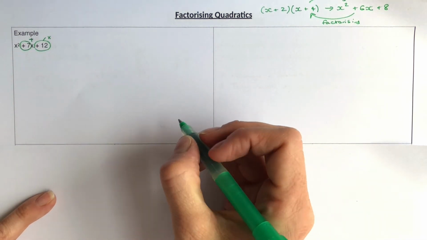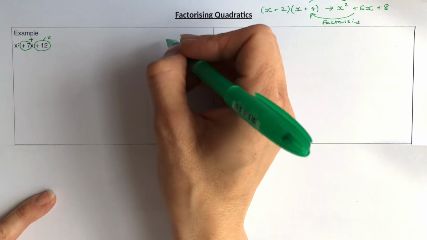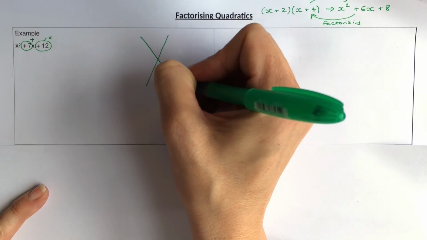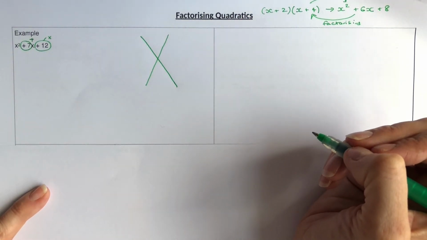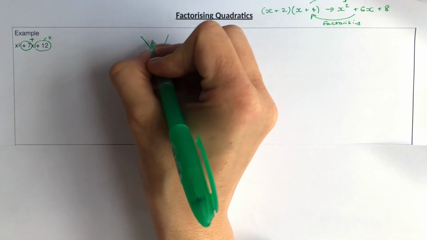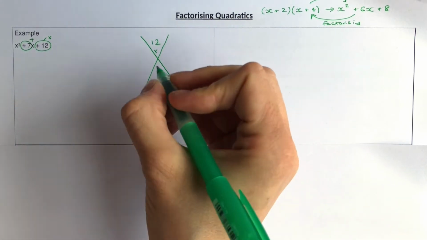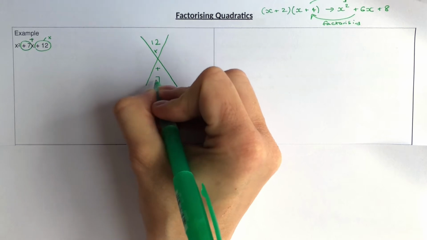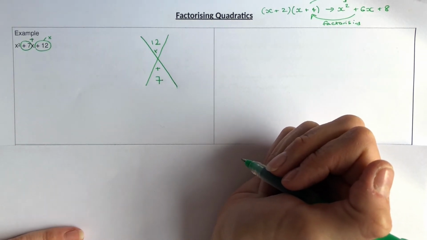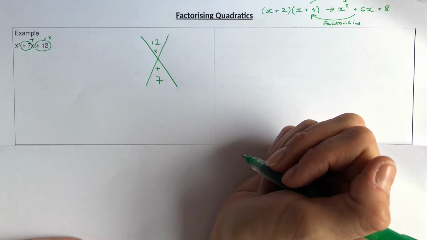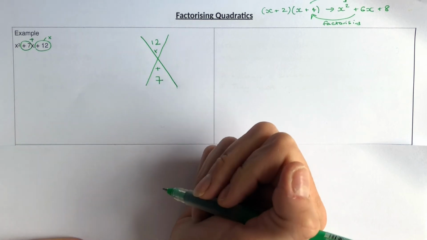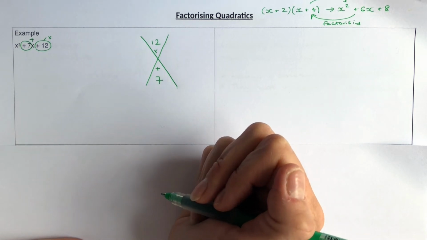Now, some of you might think you don't need to draw this. I highly suggest you do. You get used to doing this, especially if you are on higher, because this will massively help you when we move on to the harder topics. So we put the number we want them to multiply together to make up the top, and we want them to add together to make 7. So the next thing you need to think about is what signs you will need. If they're multiplying together to make a positive number, and adding together to make a positive, then they're both going to be positive numbers.